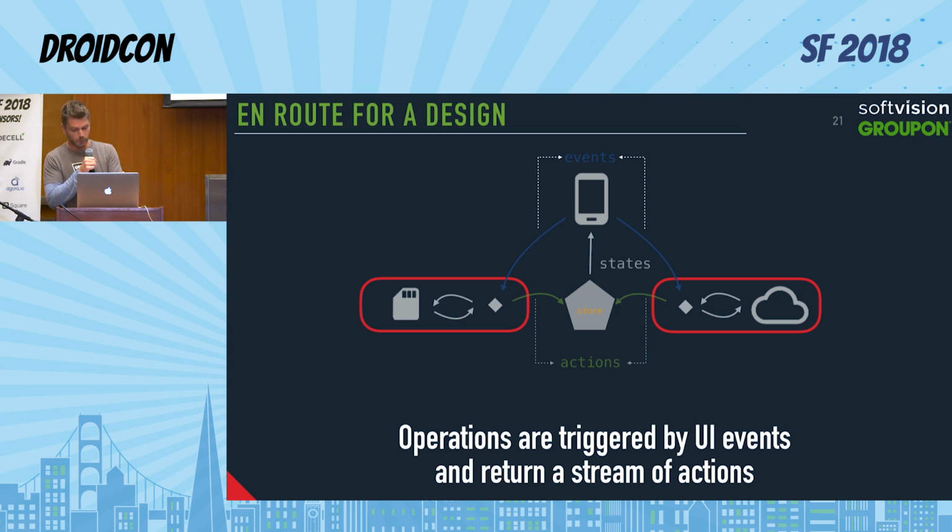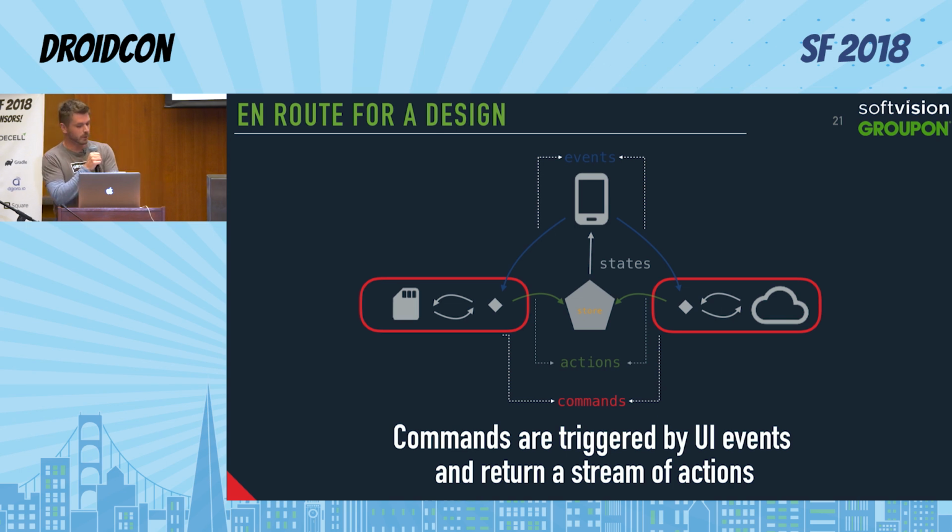These events are going to trigger operations in the red rounded squares. In Grox, we call such operations commands, because we like to redefine everything. Otherwise, we cannot give talks at droidCon. So, commands are triggered by UI events, and they will return a stream of actions directed to the store.